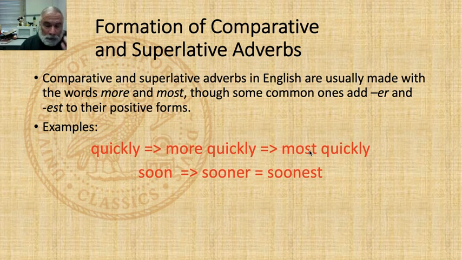Sometimes another thing happens though. Sometimes instead we add -er and -est. For instance, this is the positive degree of the adverb soon. Here's the comparative degree sooner, and here's the superlative degree soonest. So sometimes for adverbs we do use -er and -est. However, usually in English when we make comparative and superlative adverbs, we use the words more and most.